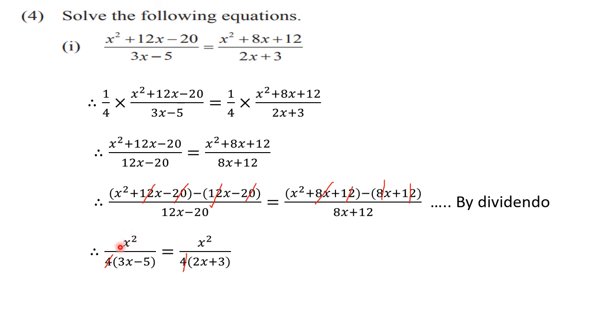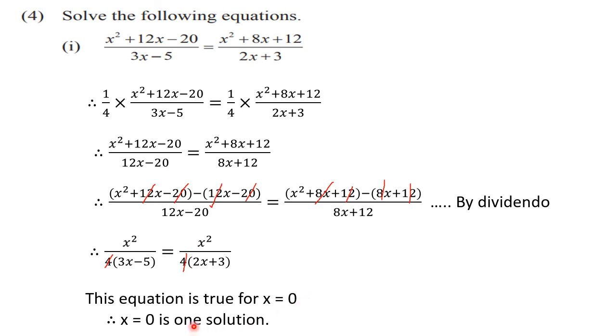Now see, the x square is in the numerator. If we put x is equal to 0 here, then both the sides will become equal. Left hand side and right hand side, they will become 0, and therefore we can say that x is equal to 0 is one solution. The equation is satisfied or the equation is true for x is equal to 0, and therefore x is equal to 0 is one solution here.